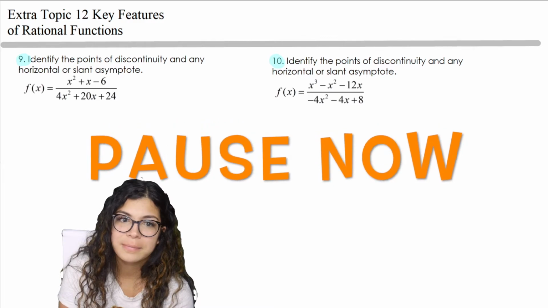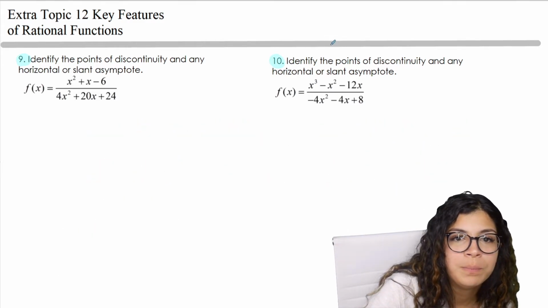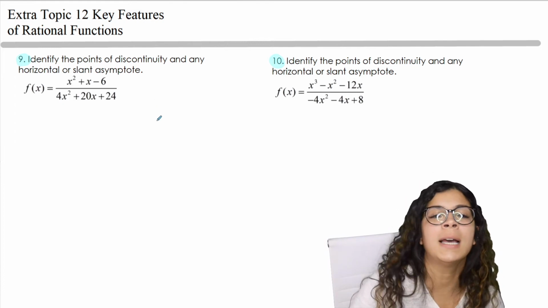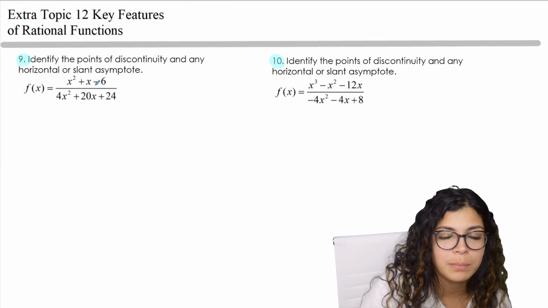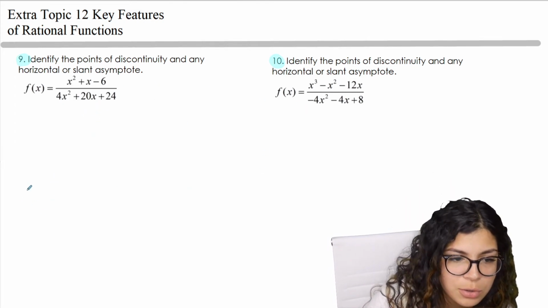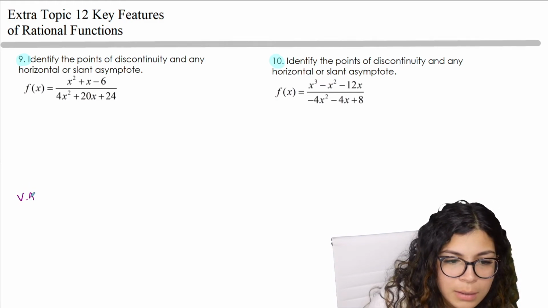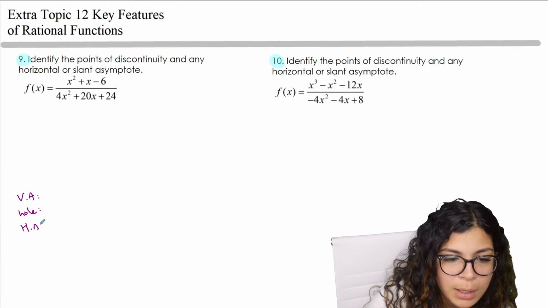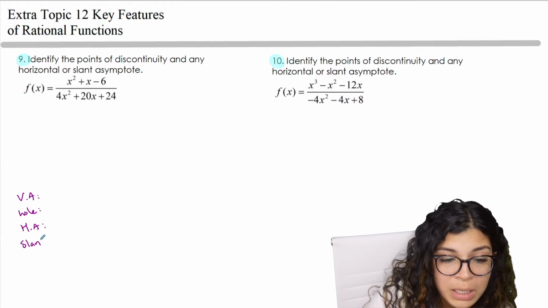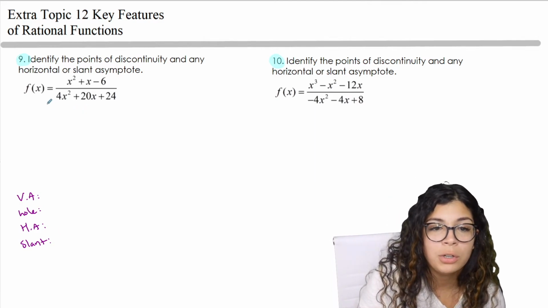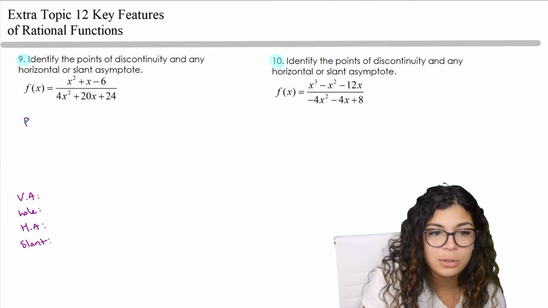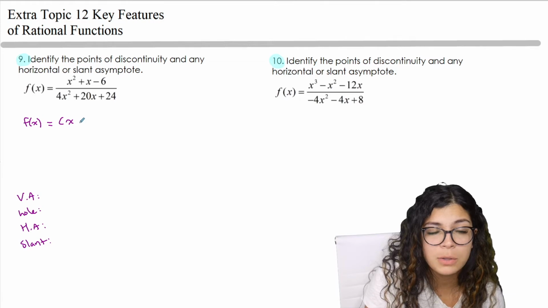Okay, so looking at number 9, we're asking the same question for 9 and 10. We still want to find the vertical asymptote, the hole, the horizontal asymptote, and the slant or oblique. We're going to do that by factoring. Let's factor the numerator first. That would factor into x plus 3 times x minus 2.